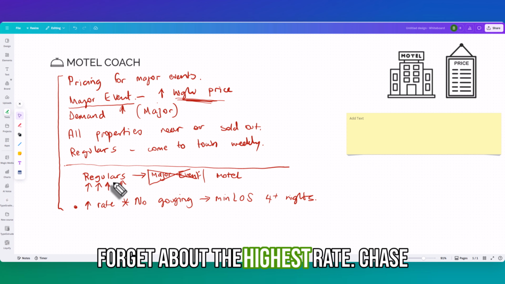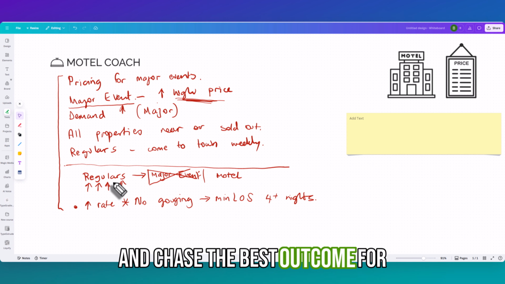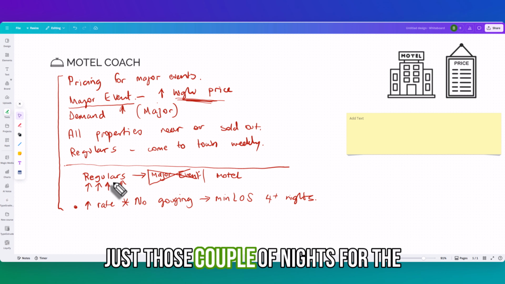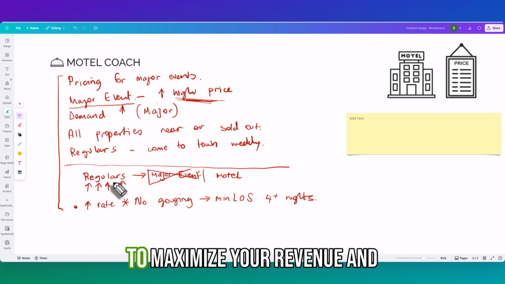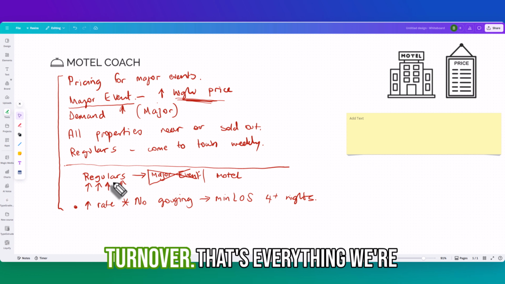Forget about the highest rate. Chase the best outcome for your motel, and chase the best outcome for your motel for the entire year, not just those couple of nights for the event. And use length of stay rules to maximize your revenue and reduce your costs of room turnover.